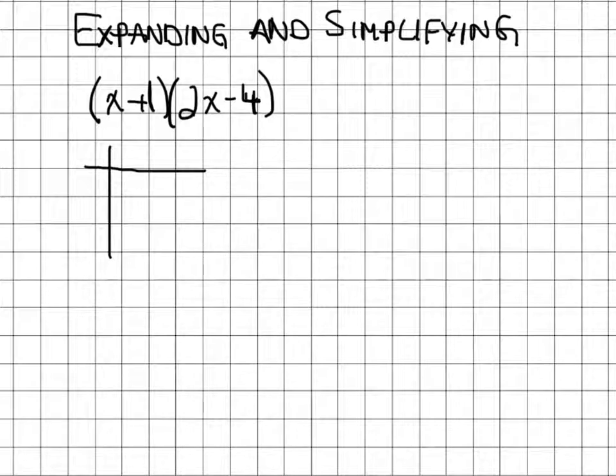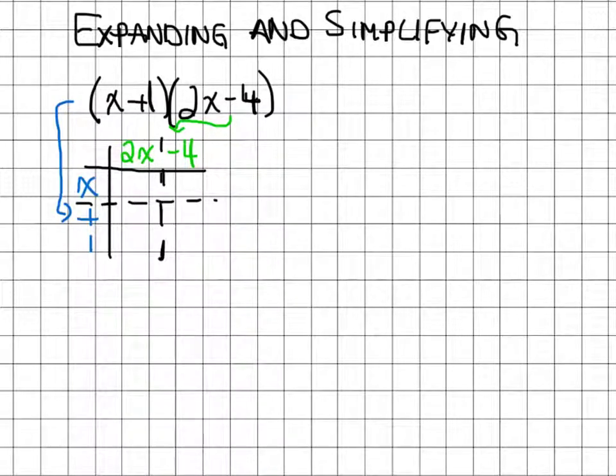So if I have, I'm just going to change color here, x plus 1, so this stuff goes here, and then 2x minus 4, so this stuff goes here, and I make a chart out of it. And I take each row and each column and I multiply it together.